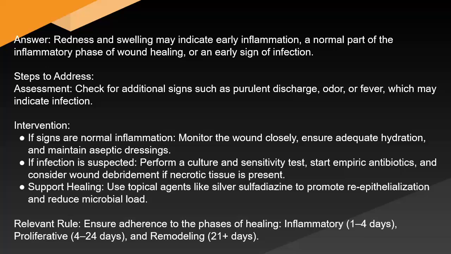early sign of infection. Steps to address: assessment. Check for additional signs such as purulent discharge, odor, or fever, which may indicate infection. Intervention: if signs are normal inflammation, monitor the wound closely, ensure adequate hydration, and maintain aseptic dressings. If infection is suspected, perform a culture and sensitivity test, start empiric antibiotics, and consider wound debridement if necrotic tissue is present. Support healing: use topical agents like silver sulfadiazine to promote reepithelialization and reduce microbial load.